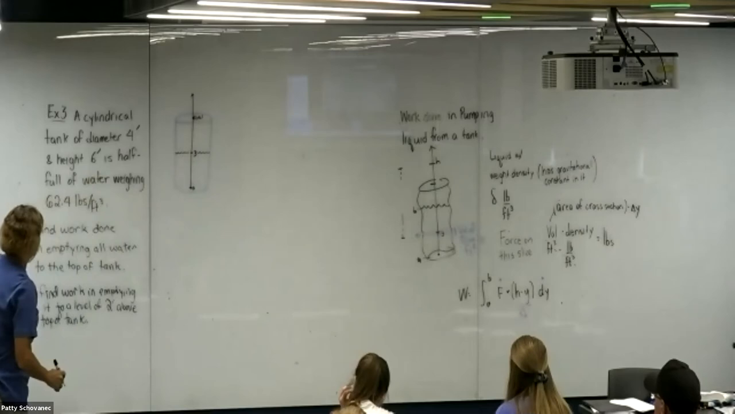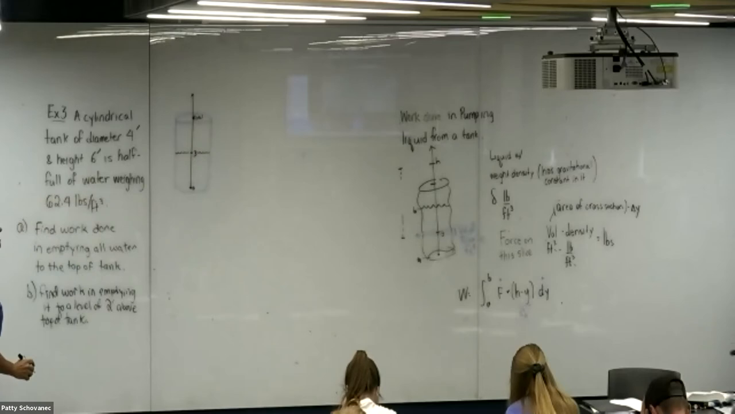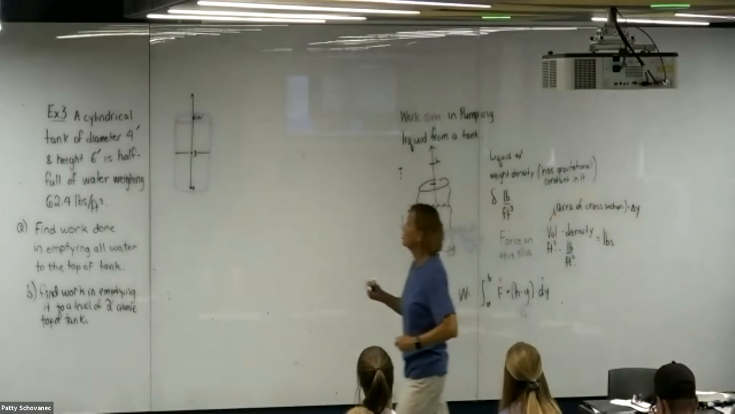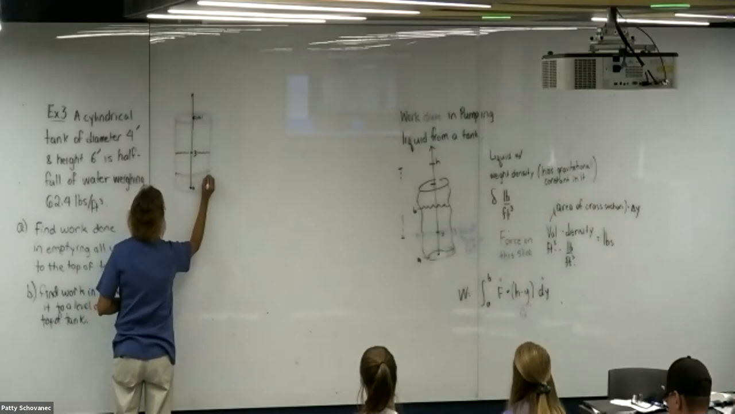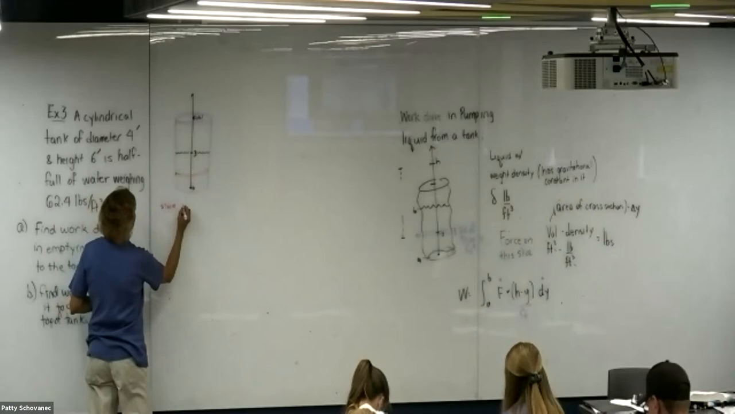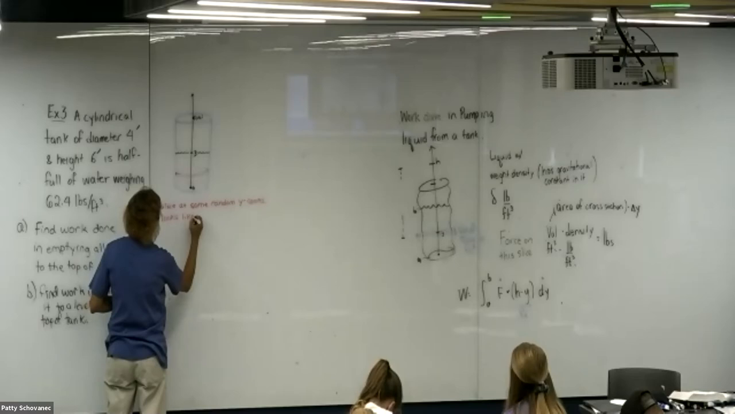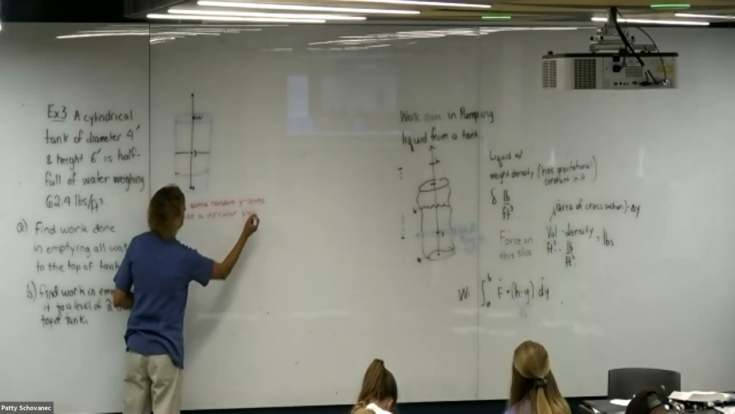Remember, my plan was to take this can of liquid and make a bunch of slices in here. I'm going to make a slice and pull it out, and you're going to tell me what the shape looks like. If I make a little tiny slice right here, it's going to take the shape of the can. So a slice at some random y coordinate looks like a circular slab. And in our plan, we need to find the volume of that circular slab.